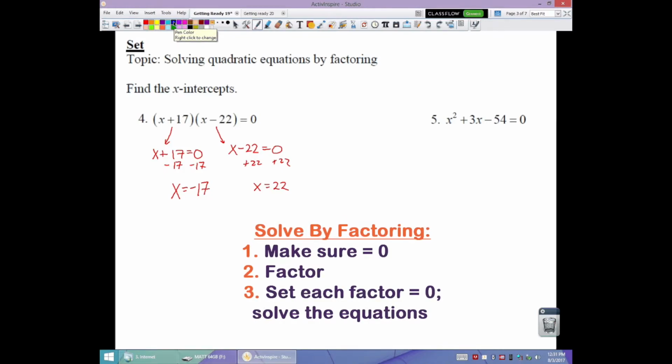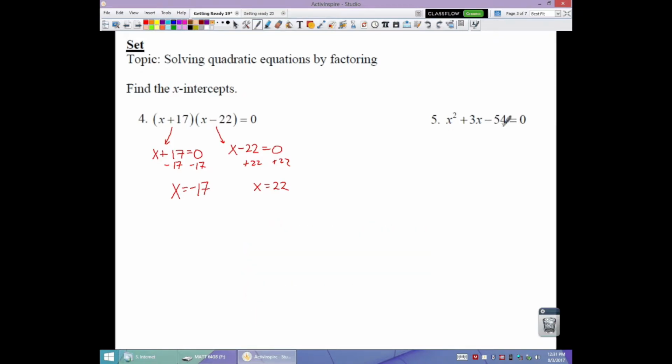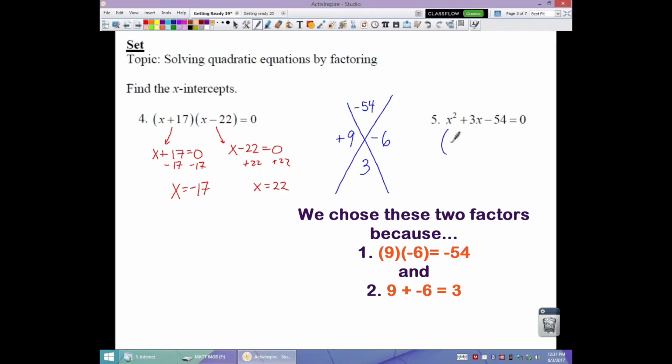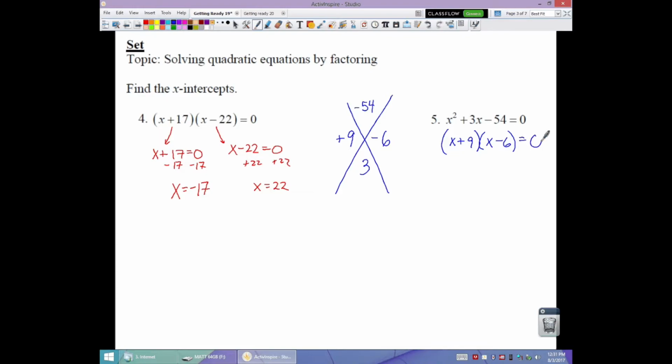I think number 5, step 1, I check, is it equal to 0? It is. Is it factored? No, it is not. So it's time for me to factor. There is no GCF. So I make my X and say, all right, I want a product of negative 54 and a sum of 3. Signs have to be different. Factors of 54 that differ by 3 are positive 9 and minus 6. x plus 9 times x minus 6 equals 0.